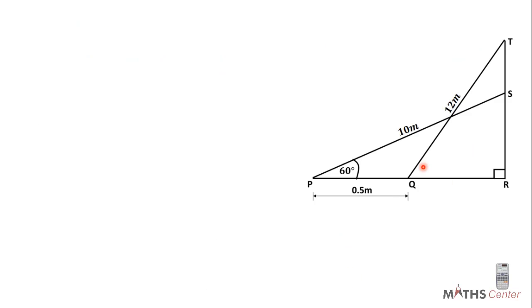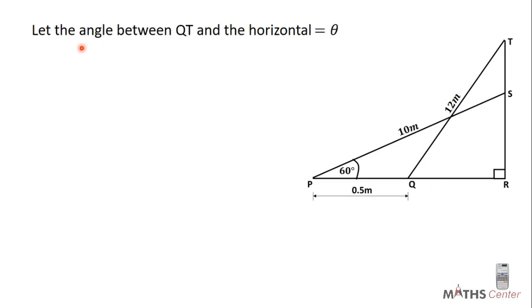So we are looking for this angle here. We are going to say that the angle between QT and the horizontal is equal to theta. So we are letting that angle be theta. Now, how do we find theta? You can see that QTR is a right-angled triangle, so we can use trig ratios to find theta.